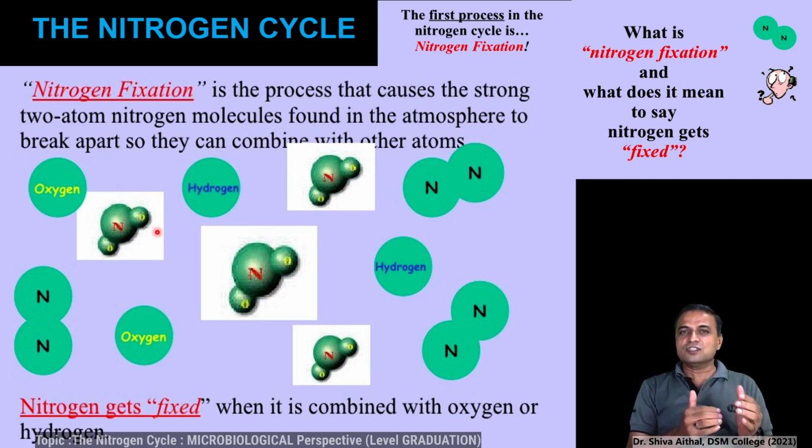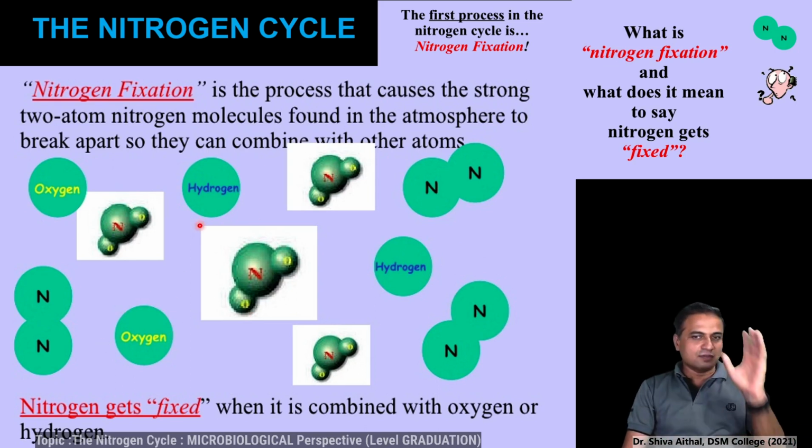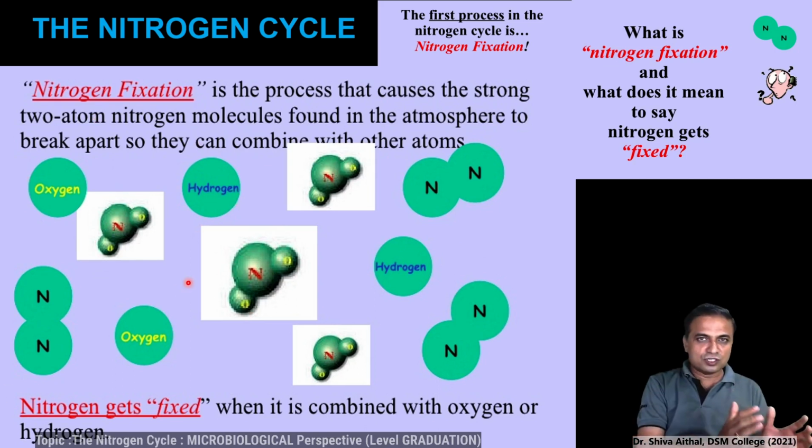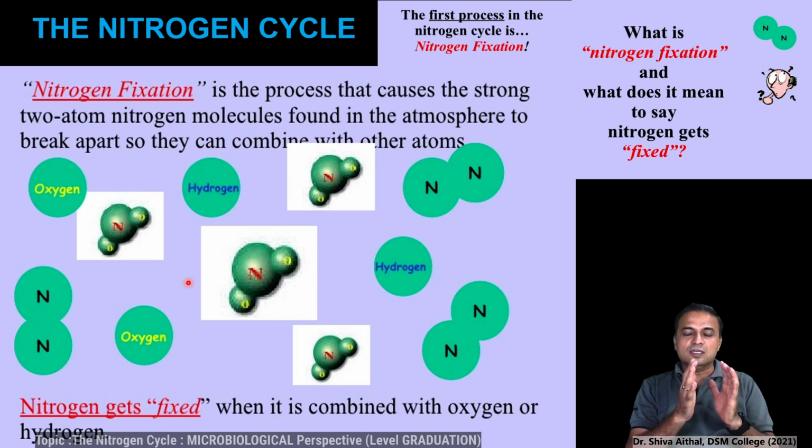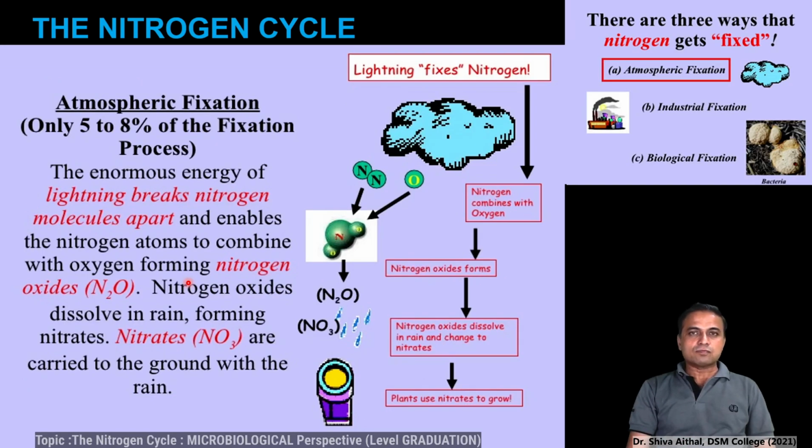So nitrogen fixation is a process that causes the strong 2 atom nitrogen bonded by 3 bonds found in the atmosphere to break apart so that they can combine with either oxygen or hydrogen to give rise to amines or nitrates. So this is nitrogen fixation, the first part. Nitrogen gets fixed when it is combined with oxygen or hydrogen. This is the basic first step in the nitrogen cycle. Which are the organisms? We will see it afterwards.